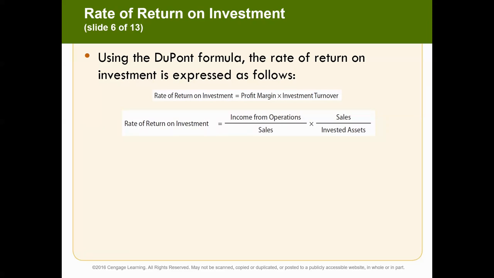I think that we are missing our parentheses, right? The order of operations. Before you just multiply these things together, you need to do one at a time, okay? The first thing you do is your income from operations divided by sales. You'll get that amount. Then do your sales divided by your invested assets. And once you have both of those numbers, you'll multiply them together. So what I'm saying here is that we're missing the parentheses in this formula. Again, you want to do the division before you do the multiplication. Make sense?